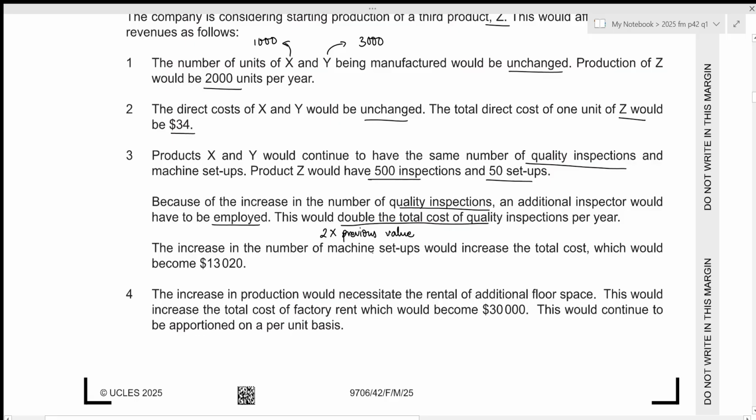Then the increase in the number of machine setups would increase the total cost, which would become 13,020. So this is the new total cost for the machine setups. The increase in production would necessitate the rental of additional floor space. This would increase the total cost of factory rent, which would become 30,000. This is the new total cost for the factory rent. This would continue to be apportioned on a per unit basis.